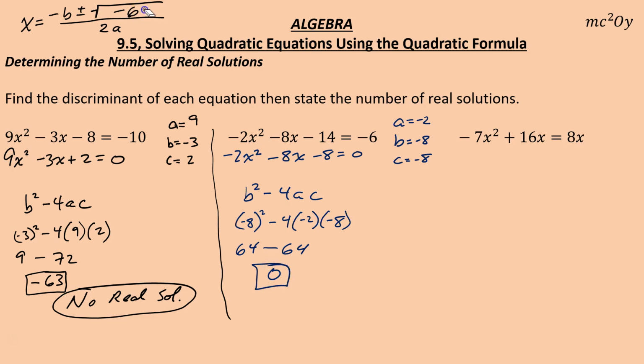Which means, remember what that means. It means up here in the quadratic formula, we would end up having the square root of 0, which would wipe out this back portion of the quadratic formula. We just have negative b over 2a. Okay? So that means there's only one real solution.